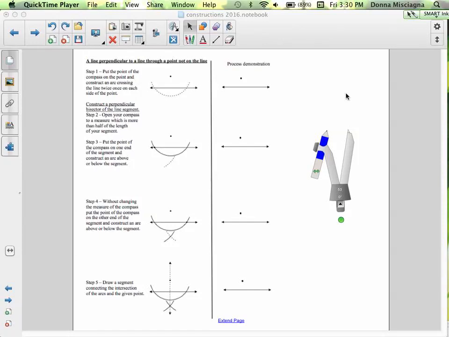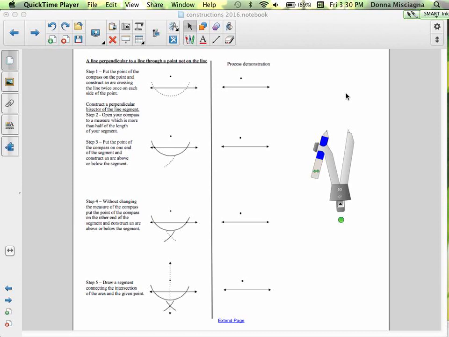Welcome back. So now we're going to be constructing perpendicular lines through a point not on the line. This is very similar to perpendicular bisector and constructing perpendicular lines through a point on the line. Our very first step is we have to create a segment, right? Because whenever we're constructing perpendicular lines, we're essentially constructing a perpendicular bisector of a line segment. We need a segment.